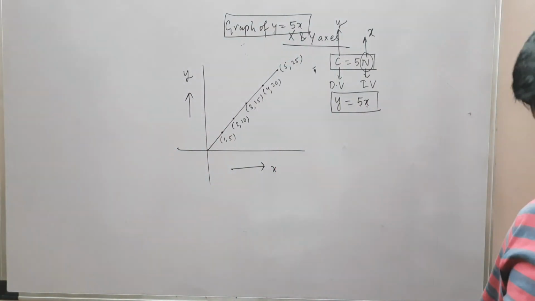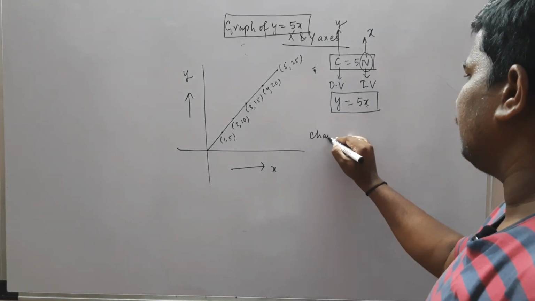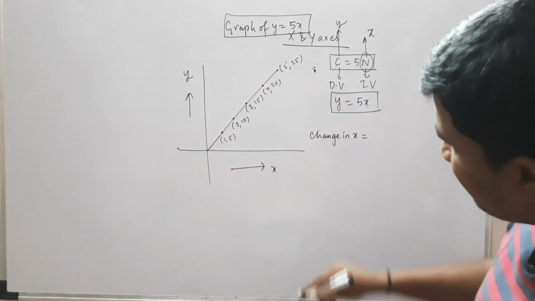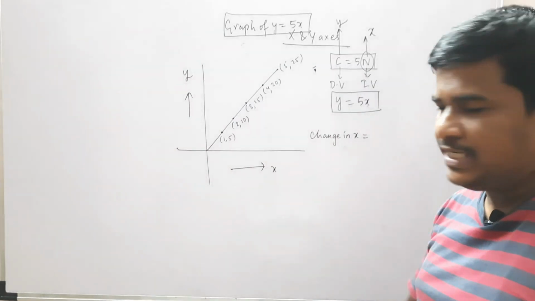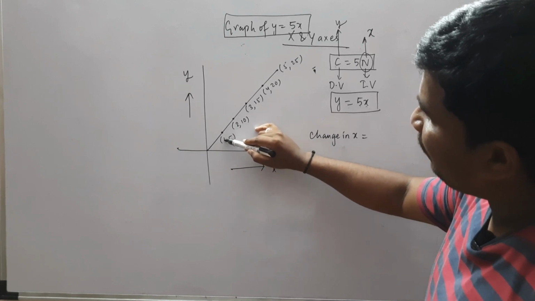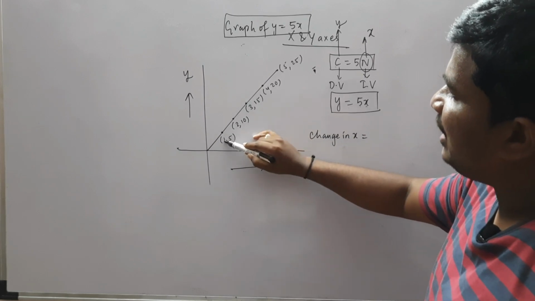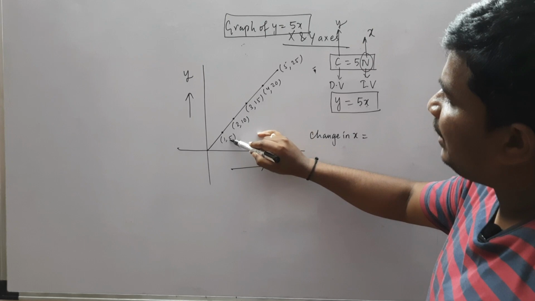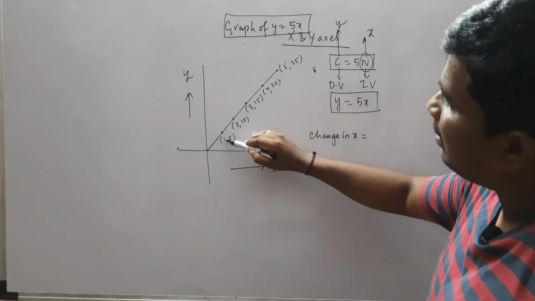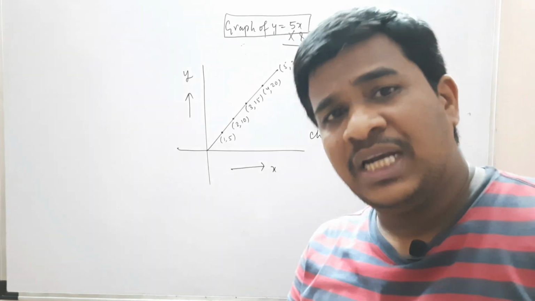So let me consider change in x. What is change in x? You can take any 2 points. If you take these 2 points, change in x is how much? x is changing from 1 to 2. If you take these 2 points, x is changing from 1 to 3, so the change in x can be taken as 2 here. If you take these 2 points, change in x can be taken as 3. If you take these 2 points, you can take change in x as 4. You can take any pair of points and tell the change in x.